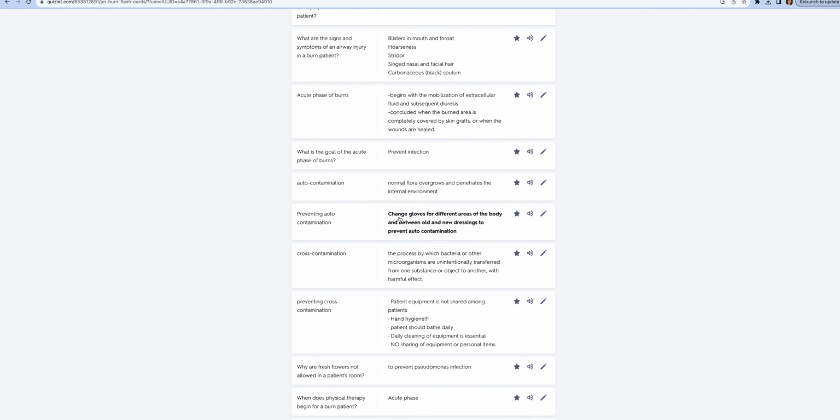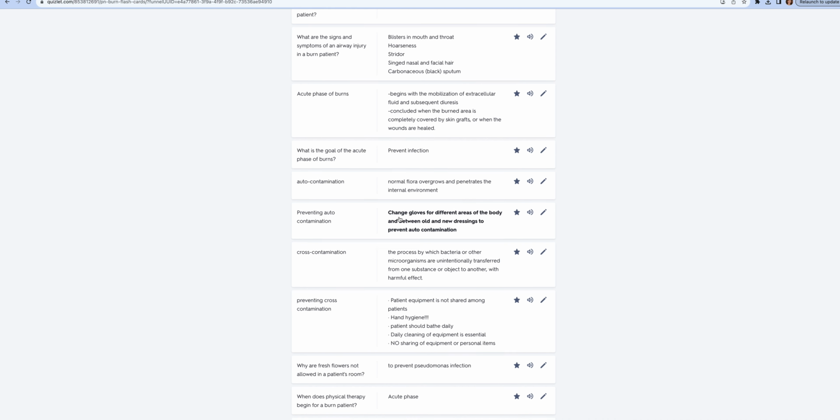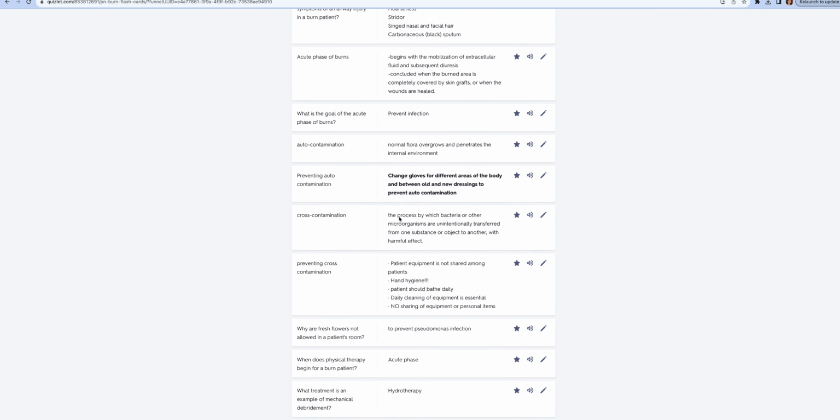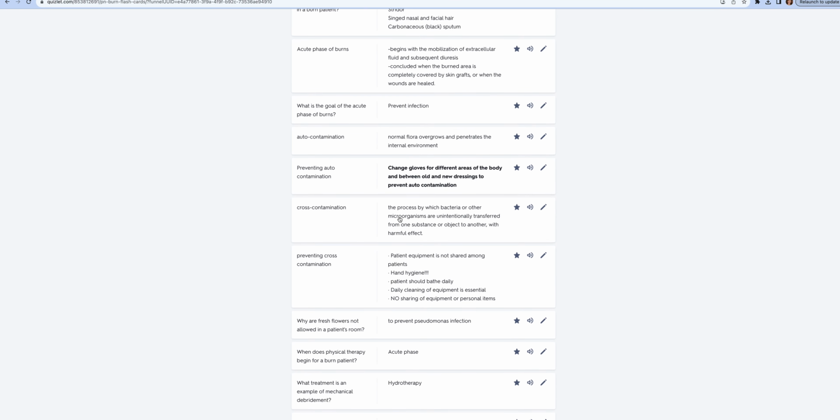There's 2 terms you need to know: autocontamination, which means the patient's at risk for infection due to normal flora that overgrows and penetrates the internal environment. So your nursing intervention for that is to make sure you're changing your gloves for different areas of the body and between old and new dressings to prevent autocontamination. And then cross-contamination is when bacteria and microorganisms are unintentionally transferred from one substance to another.